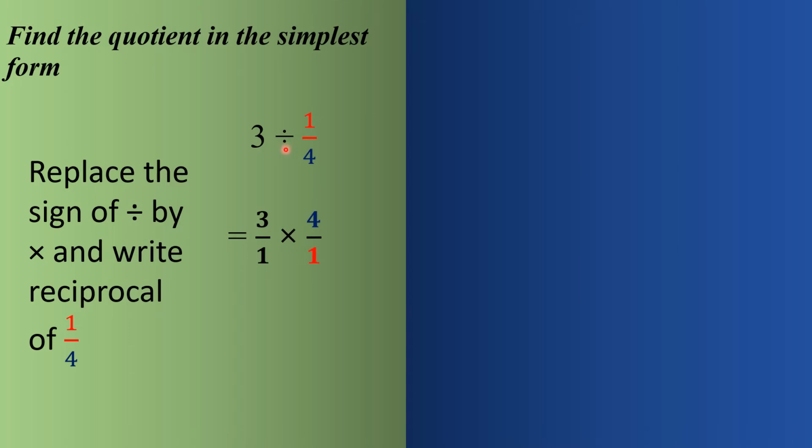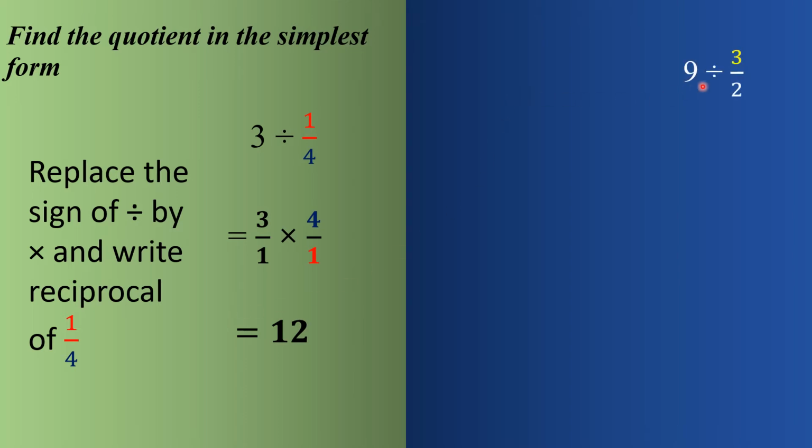3, instead of division there will be multiplication sign, and reciprocal of 1 by 4, which is 4 by 1. So it is your question, and it is a question of multiplication of fractions, and it is very easy. How we can do it? Just multiply numerators with each other and multiply denominators with each other. It means 3 into 4, 12. 12 is your answer.